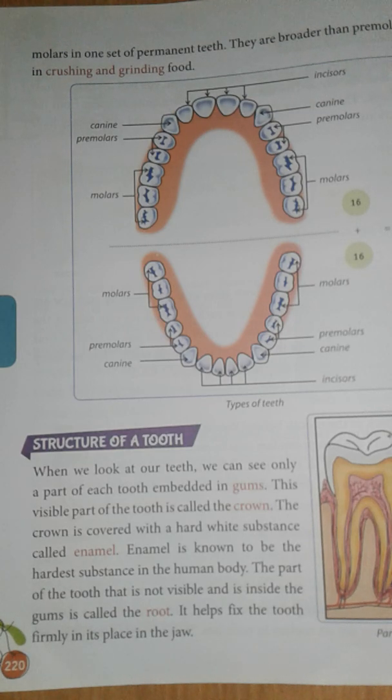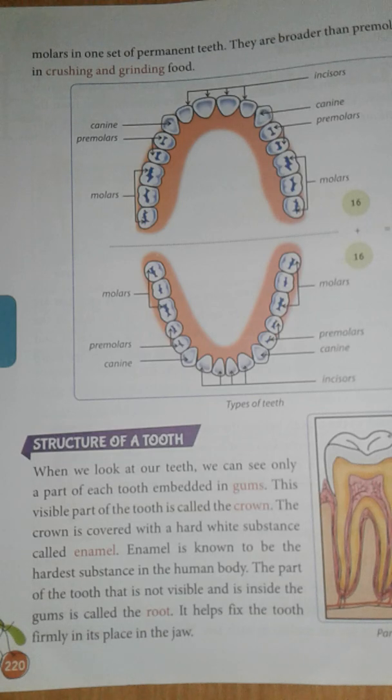When we smile, we can see our teeth, but what we see is not our entire tooth. It is actually only a part that is visible to us. Each tooth has a crown and root. The crown part is what we see, while the root part is inside the gums.